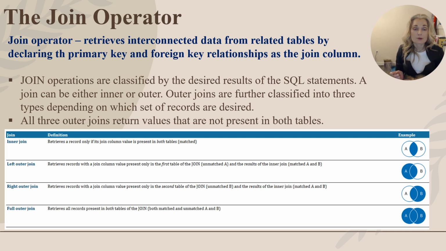All 3 outer joins return values that are not present in both tables. So we can have an inner join, which is just overlapping between the 2 tables. We can have a left outer join where we are getting all the information from our table A, but only the information that interacts with table B. This example is the opposite. We're getting all the information from table B, but only the portion of table A that interacts with table B. And then a full outer join is you're getting all the information from all the tables.